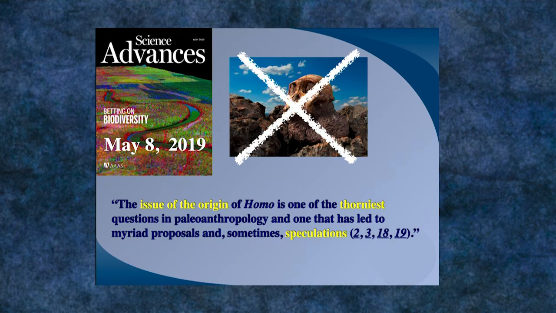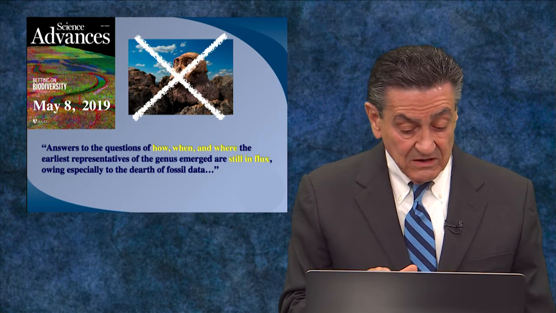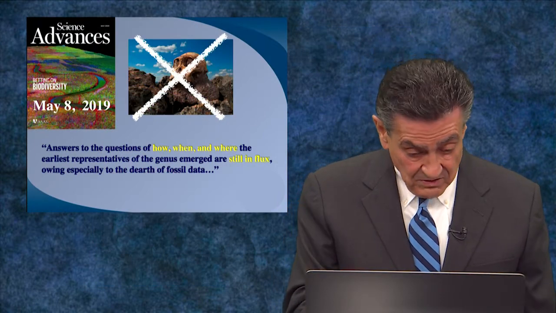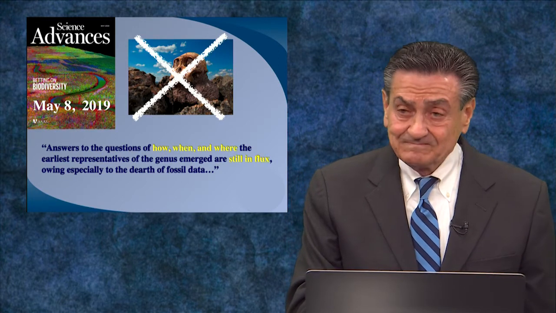Well, you look at the textbooks, that was settled years ago. Not really. It's one of the thorniest questions in paleoanthropology, one that has led to a myriad of proposals, sometimes speculations. Talk about an understatement. Answers to the question of how, when, and where the earliest representatives of our genus emerged are still in flux. Not according to the Perot Museum and not according to the textbooks, but this is what the leading expert says, owing especially to the dearth of the fossil data.